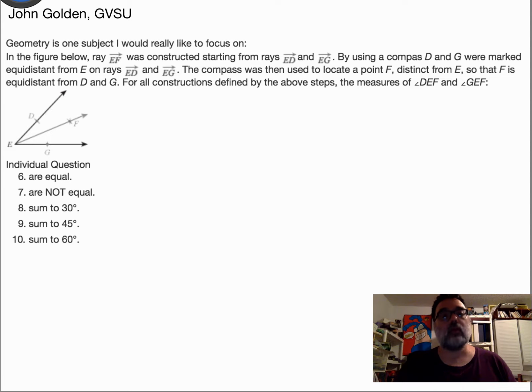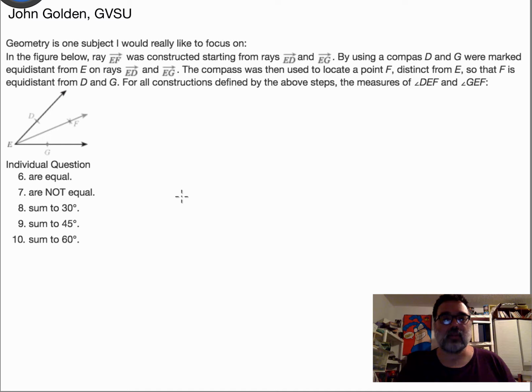In the figure below, ray EF was constructed from rays ED and EG. Rays just mean they have a start and then they go off in one direction. By using a compass, D and G were marked equidistant from E on rays ED and EG. Okay, so I can look at the problem and find what they're talking about. So we're starting with E and these two rays, and then we're adding.